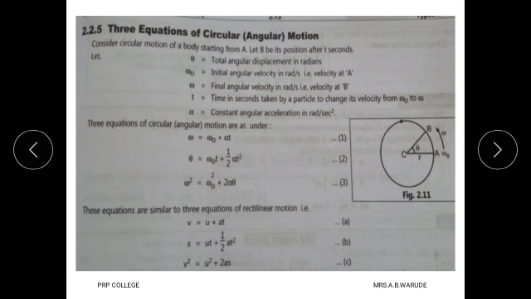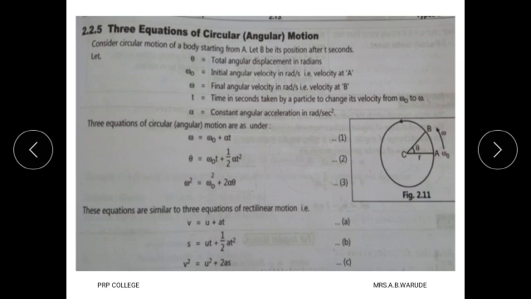Then, how to write the three equations of circular motion or angular motion? For that, consider the circular motion of a body starting from point A, and consider point B its final position after time t seconds. Observe this diagram. Here the particle is first at position A, and after some time it is at B. When we join the center and the position of the particle, it is called the radius vector denoted by r.